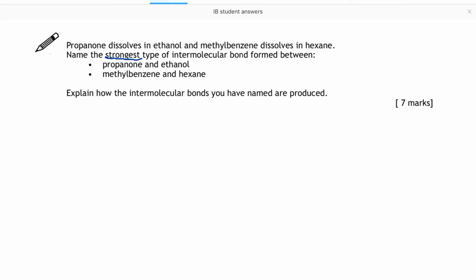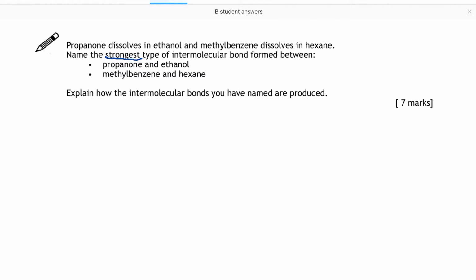When we're tackling these sorts of questions, the first thing that we need to consider is what type of intermolecular bonding we're talking about, and I suggest very, very strongly that we always draw a quick diagram so that we know what we're talking about. And quite often, the examiner will use that diagram to credit you with marks on the mark scheme. So let's have a look at the first one, propanone and ethanol.